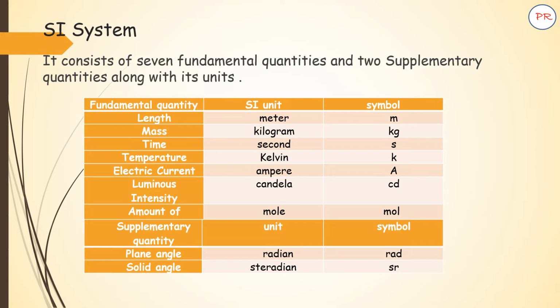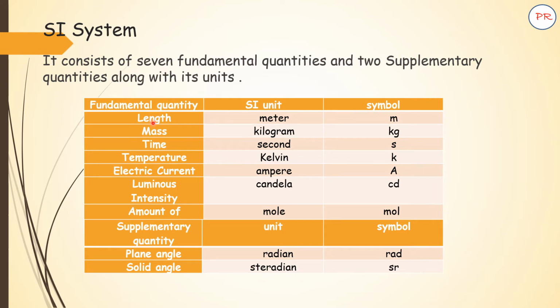It consists of 7 fundamental quantities and 2 supplementary quantities along with their units. So this system is very important because many multiple choice questions can be asked on this. So remember, how many fundamental quantities are there? 7 fundamental quantities and 2 supplementary quantities are there. See, here is the table for fundamental quantities. The first quantity is length.